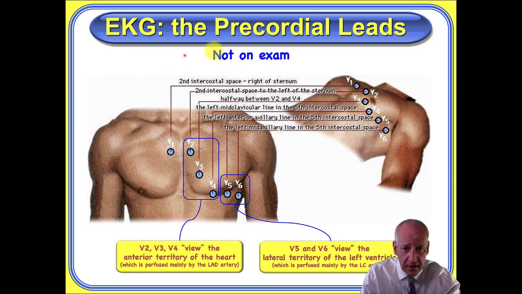Now, this is not going to be on your exam, but I just include this so that you have a better idea of where these precordial leads, V1 through 6, are placed. They're all put in a very standard set of positions along the chest wall, and they view different territories of the heart. We'll get into that later.